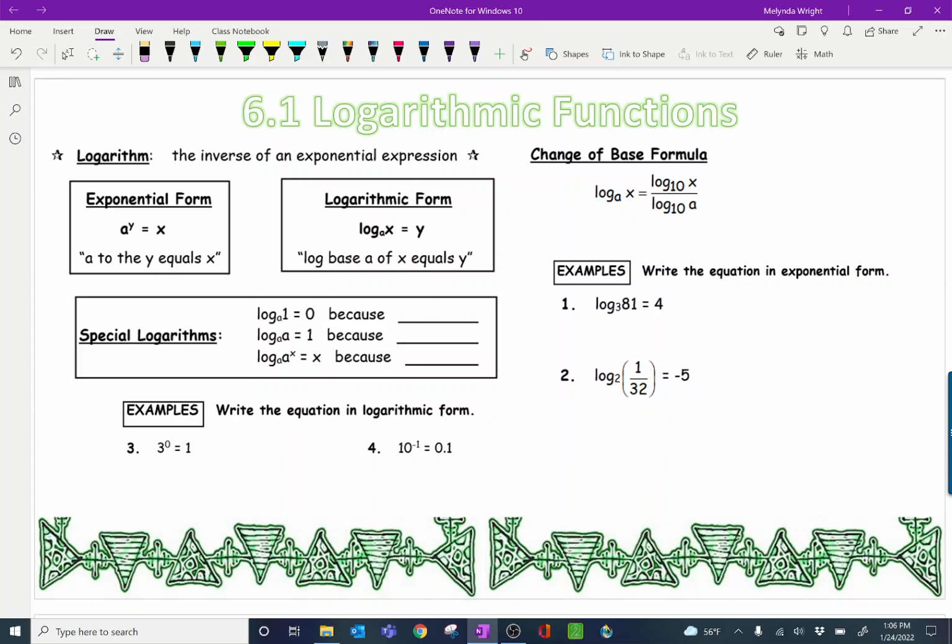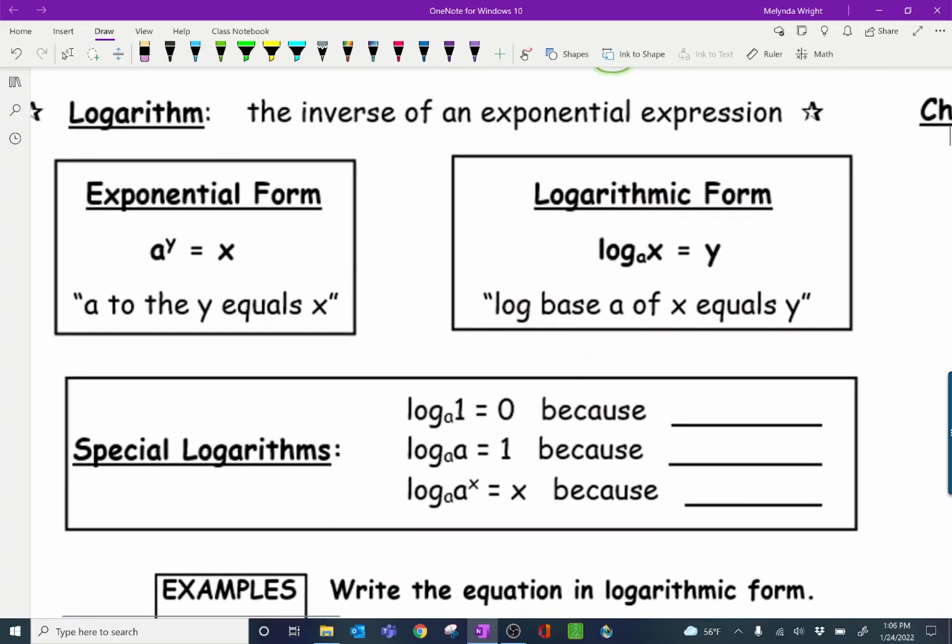All right, let's take a look at our lesson on logarithms. Oh, that sounds fun, doesn't it? Logarithmic functions. Yay. So let's look at the format. How do they look? Let's just look at the two forms that we'll see them in.